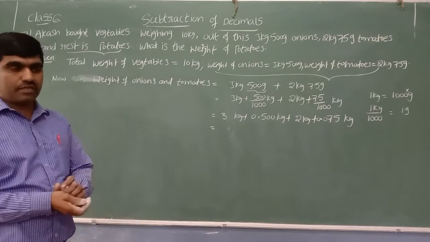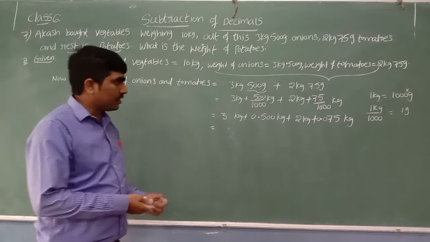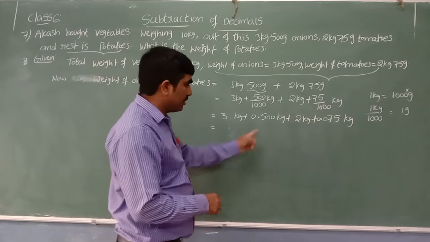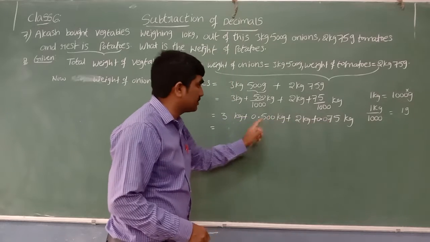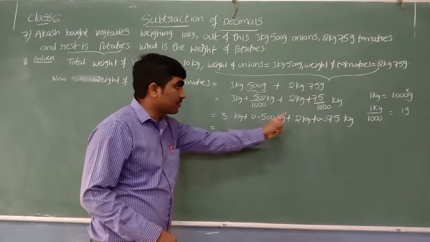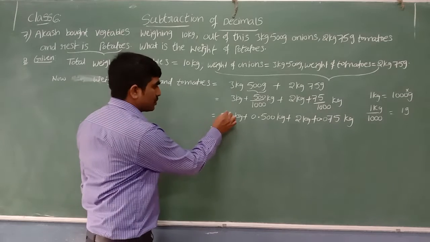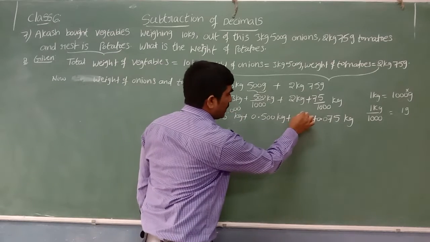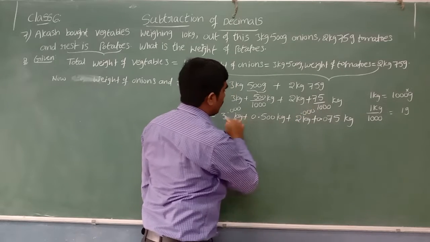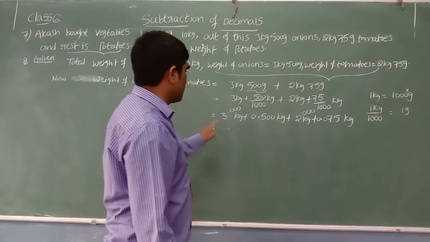For addition also we need like decimals. Check whether all the decimals are like decimals or not. Both of these have 3 decimal places. Now these two also we need to make 3 decimal places, so after the point we take 3 zeros. Even here also, after the point we take 3 zeros. Now all of them have the same number of decimal places.